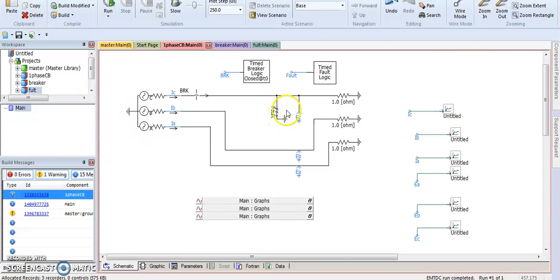In order to avoid or solve this problem of the fault, in practical life we usually use the circuit breaker, or the breaker. So now we'll check one by one how we can apply the fault, and at the same time how we can apply the circuit breaker to protect the three phase line system from the fault that will occur.